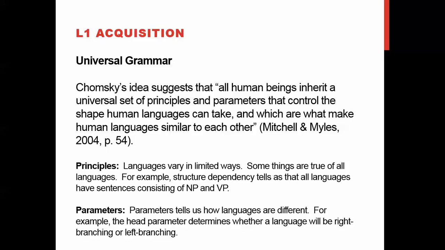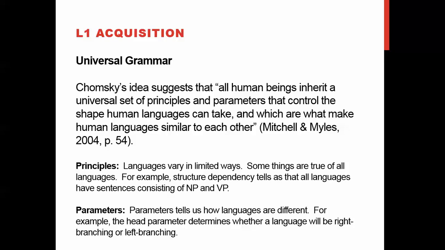The first is this idea of principles. This is the idea that languages actually vary in limited ways, and that there are some things that are true of all human languages. If you compare all the languages in the world, you will discover, for example, that there is something that linguists call structure dependency. This tells us that all languages have sentences that consist of noun phrases and verb phrases. There are other examples of principles that are known out there, but Chomsky identified that we have this principle, that there's structure dependency.